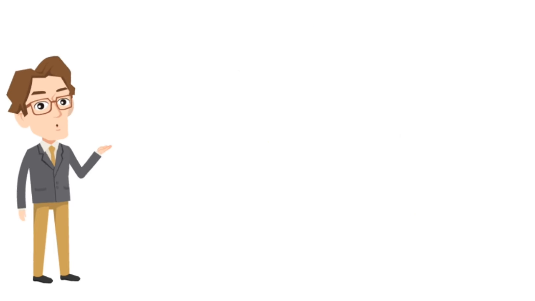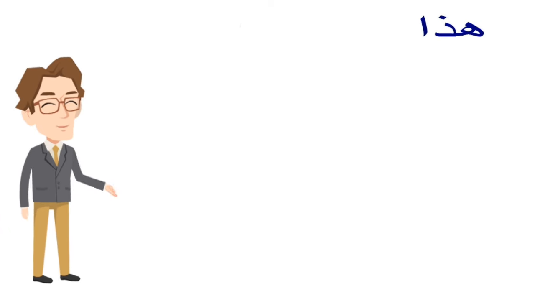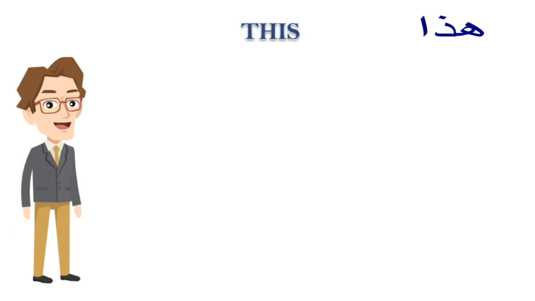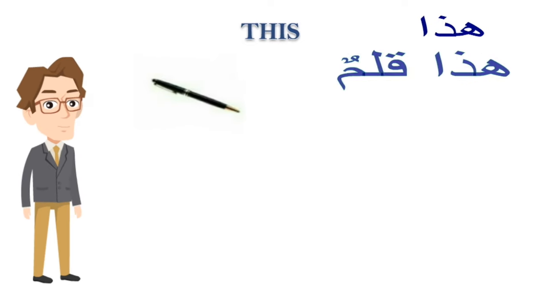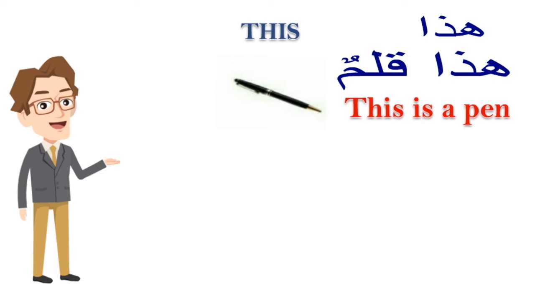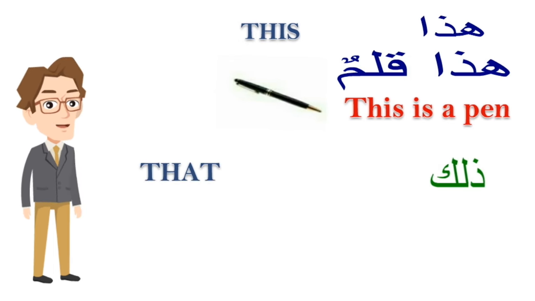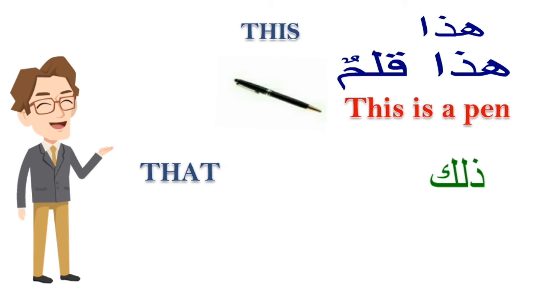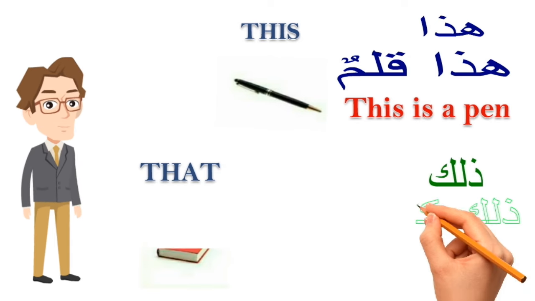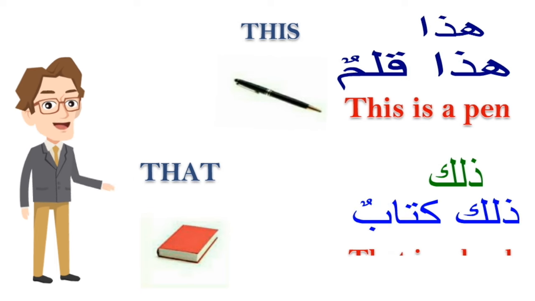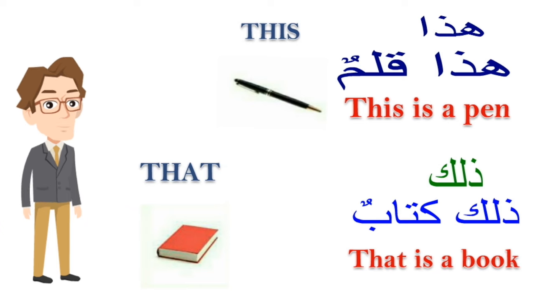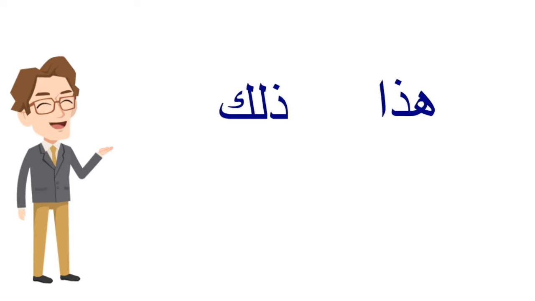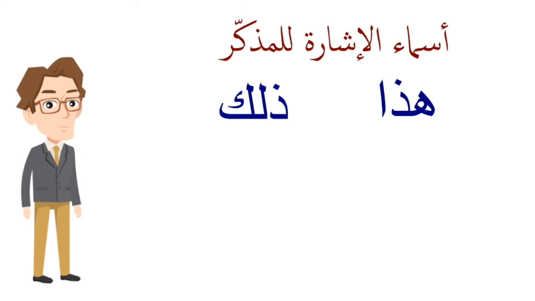For example, hadha. Hadha means this. We use this word when something is near. For example, hadha qalamun. This is a pen. And the second word is dhalika. We use this word when something is far away. Dhalika kitabun. That is a book. Hadha wa dhalika both are used for masculine demonstrative pronoun.